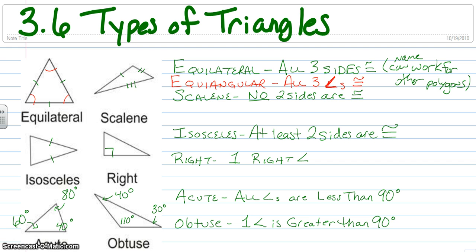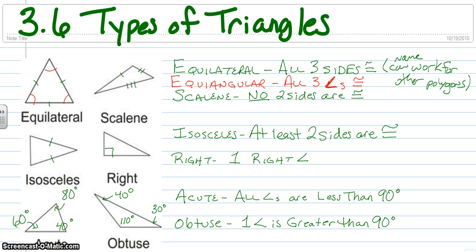An equilateral triangle is also equiangular, which means all three angles are congruent. And again, that same idea, that the name can work for all other polygons. So if I have a square, for example, all four of my angles are right angles, so it is also equiangular. A scalene triangle is where no two sides are congruent, so all three sides are completely different sizes.